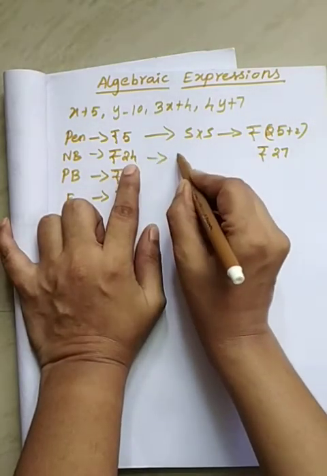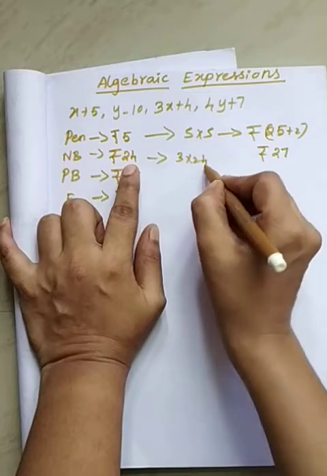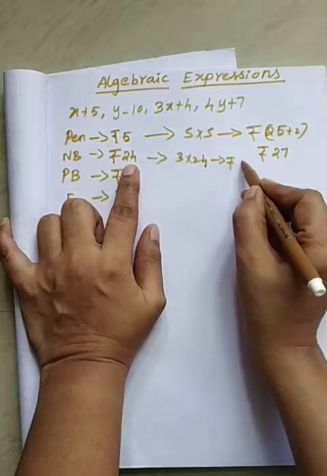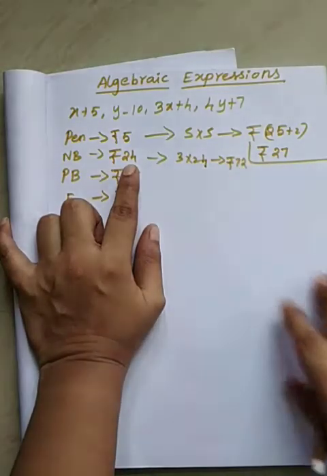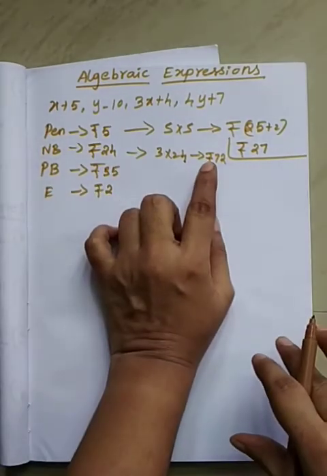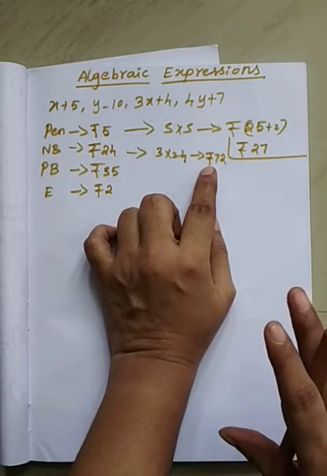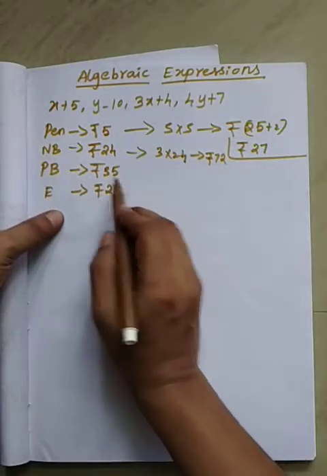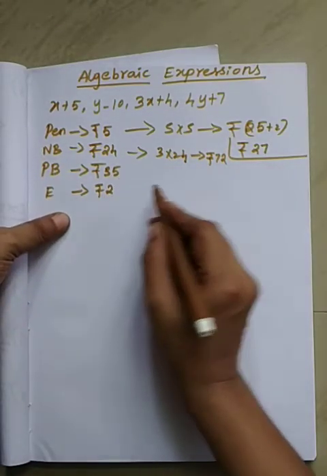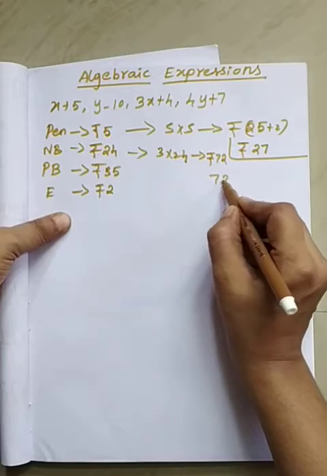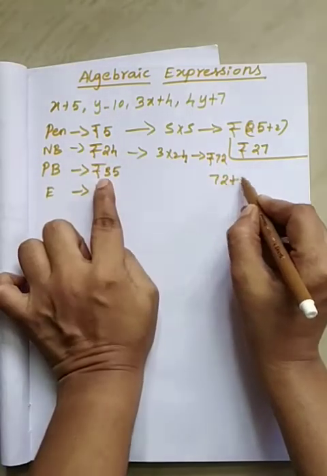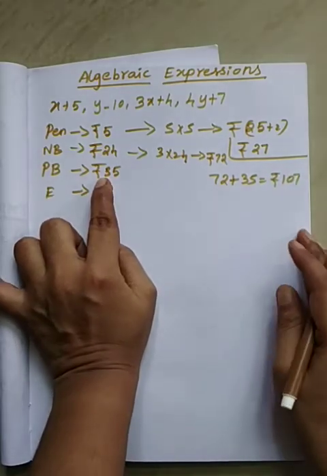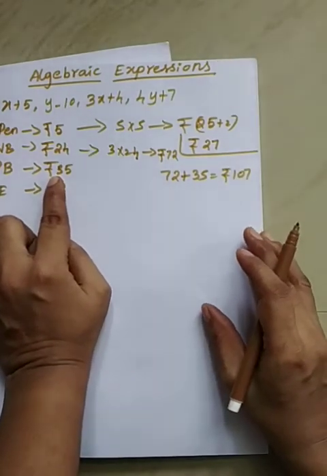If another customer buys 3 notebooks, 1 notebook is 24, so 3 notebooks means 3 into 24, which is rupees 72. If he buys 1 pencil box as well, which is rupees 35, he has to pay 72 plus 35, which is rupees 107.